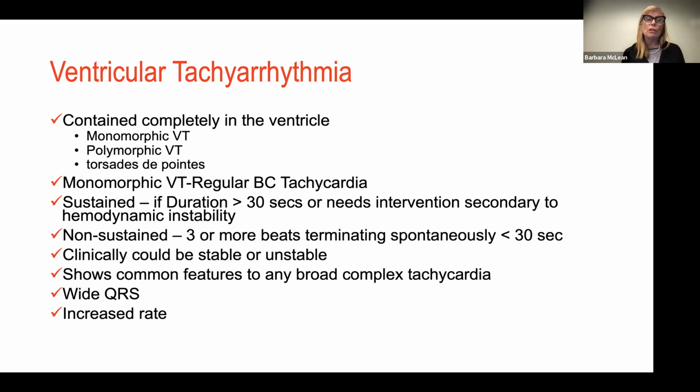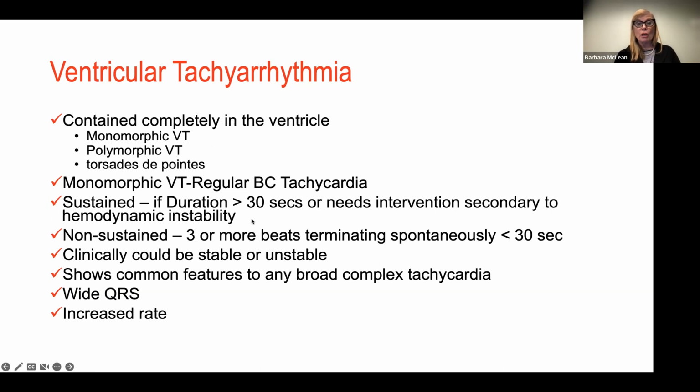Lots of different ventricular tachydysrhythmias. The three I want to talk about that are completely contained in the ventricle: monomorphic, one focus; polymorphic, multiple foci; and torsade du point, also known as TDP. And I'm going to refer to it from now on as TDP, torsade du point. Okay, so sorry. With monomorphic VT, what's really important to remember is that it tends to be quite regular. It's one focus manipulating the ventricles, and really, really important.